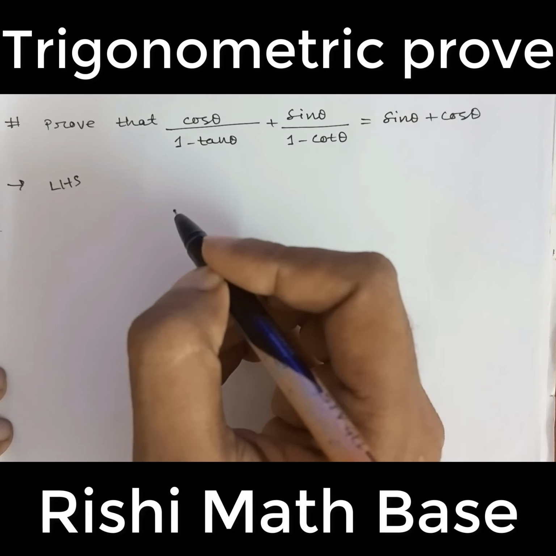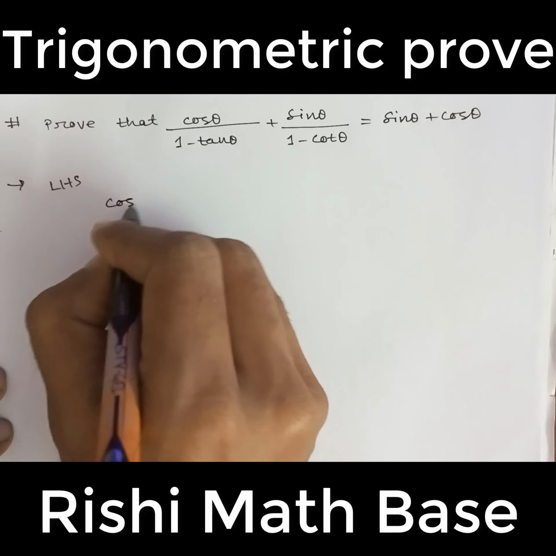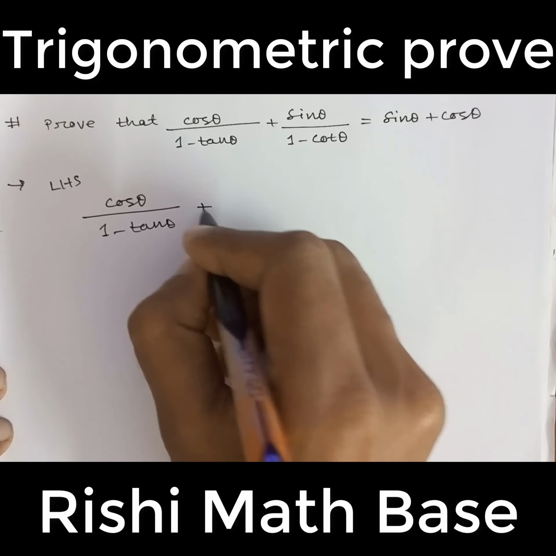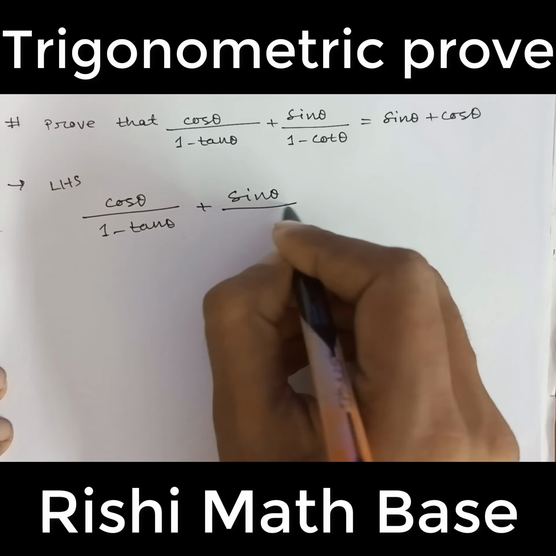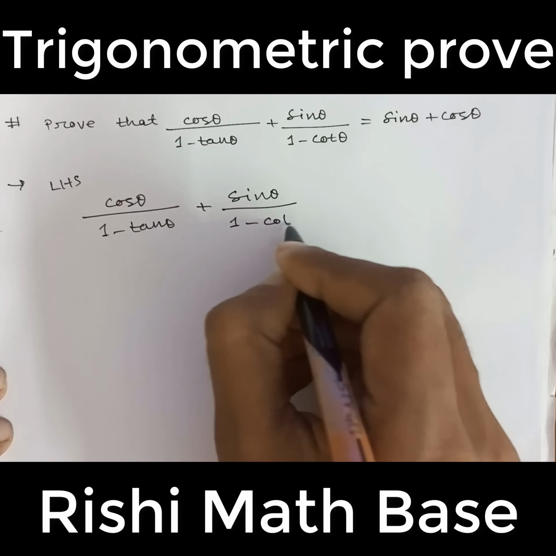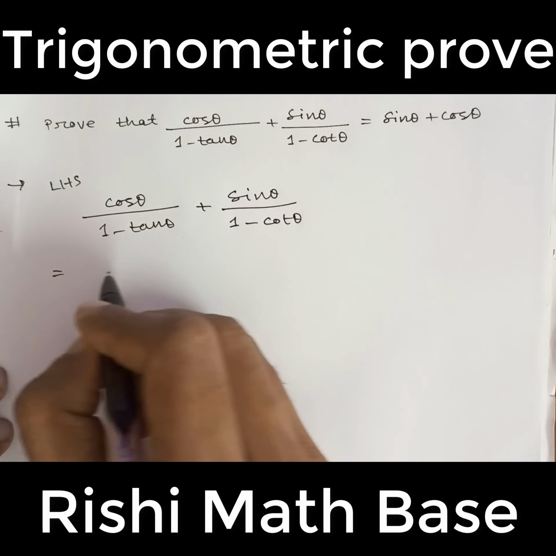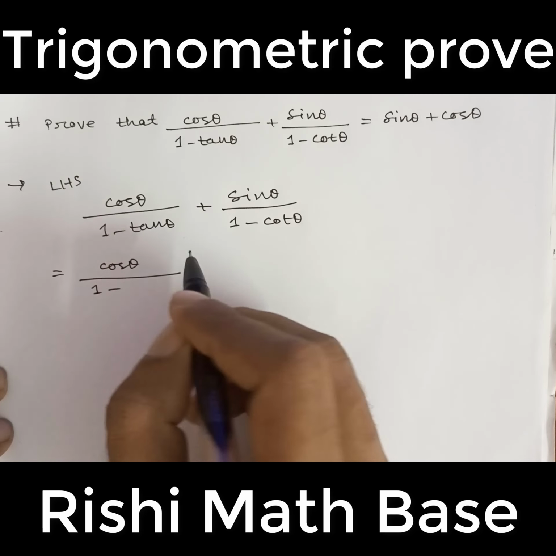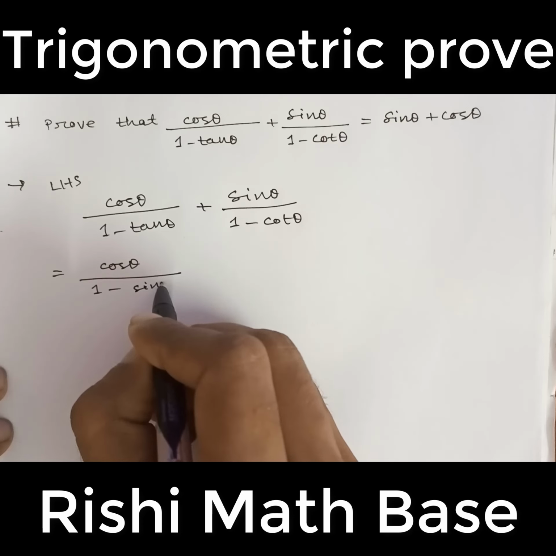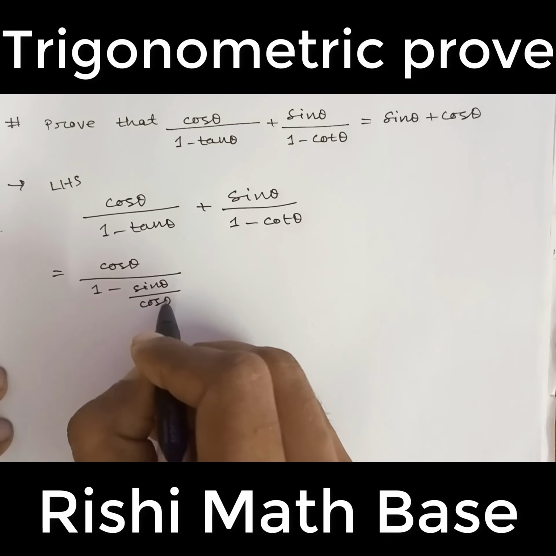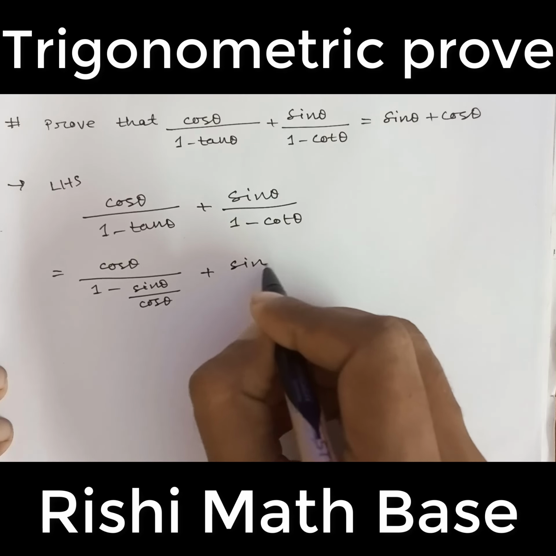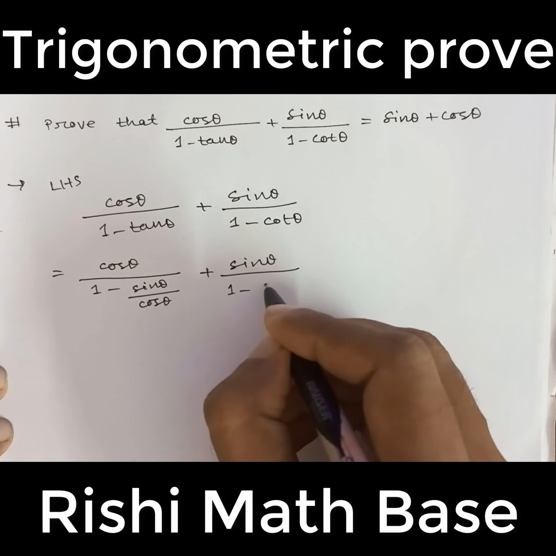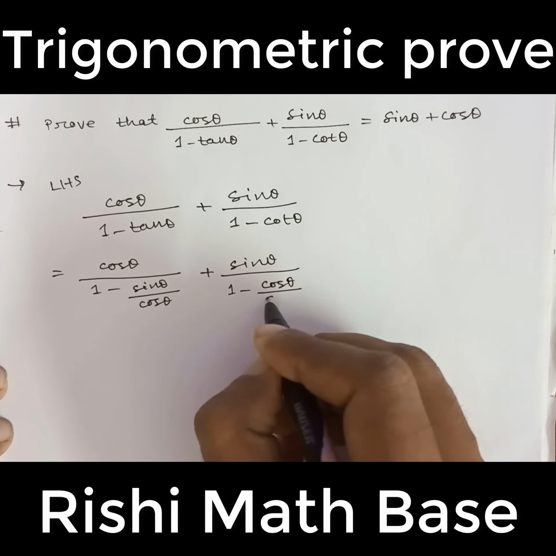So we will write the left hand side first. Cos theta by 1 minus tan theta plus sin theta by 1 minus cot theta. Cos theta by 1 minus, we can write tan theta as sin theta by cos theta, and we can write cot theta as cos theta by sin theta.